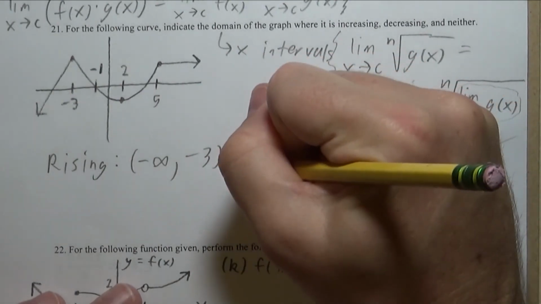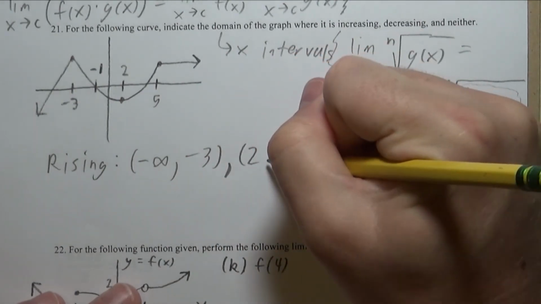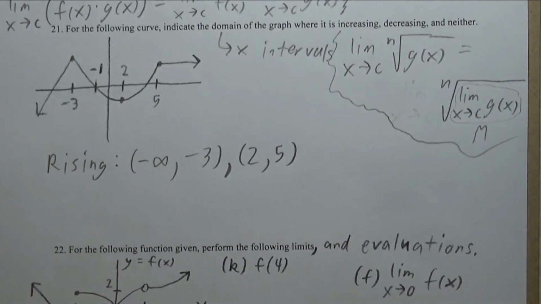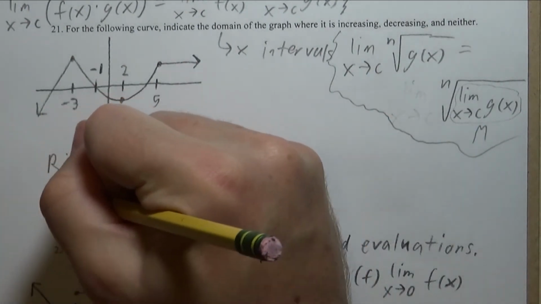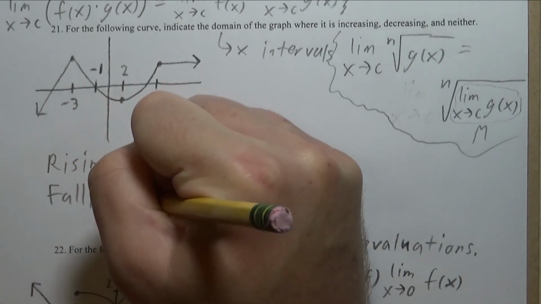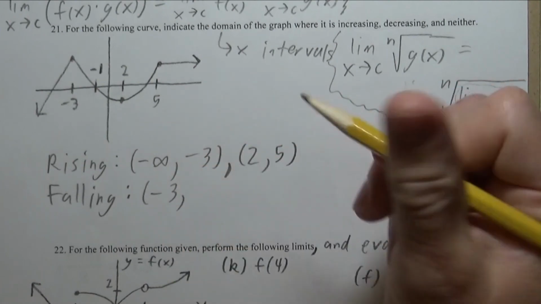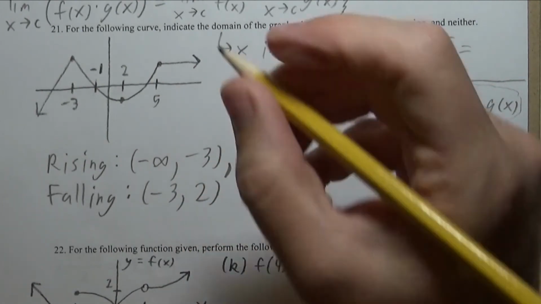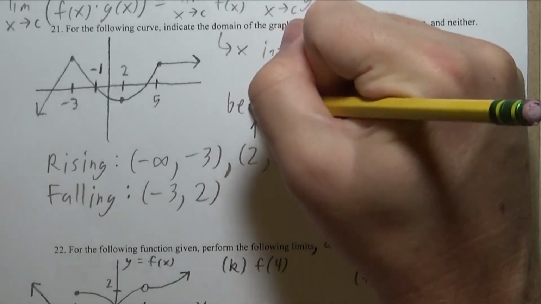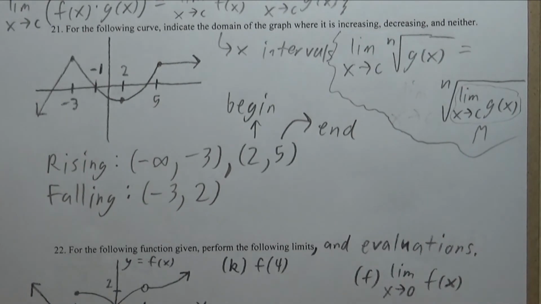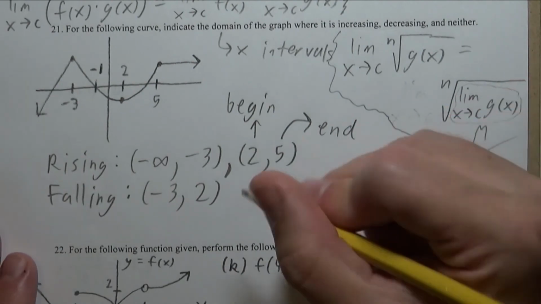Good. It also rises from x equals 2 to x equals 5. That's it. It's falling from x equals negative 3 to x equals 2. This is what we call begin, comma, end. Not x, comma, y. Is that all it's falling? Is that the only place it falls? Yes. Where is it flat?